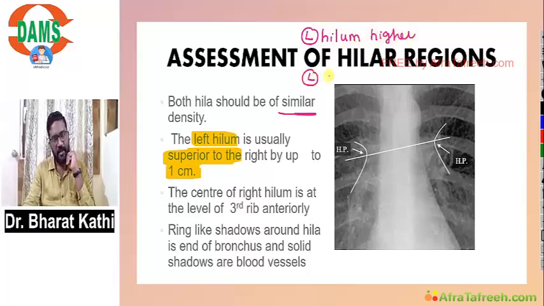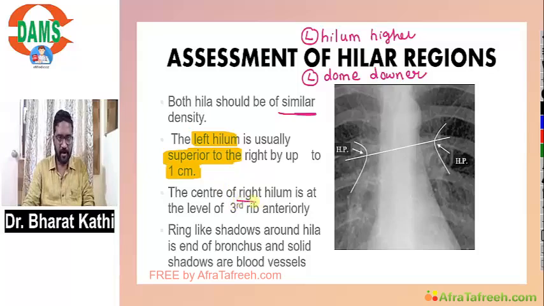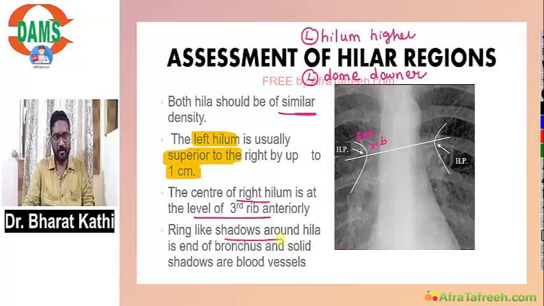Whereas left dome of diaphragm is lower. So this is something normal. So hilum will be slightly up, whereas dome of diaphragm will be slightly down on the left side. The center of right hilum is at the level of third rib anteriorly. Ring-like shadows around hilum are end-on bronchus, and solid shadows are blood vessels.